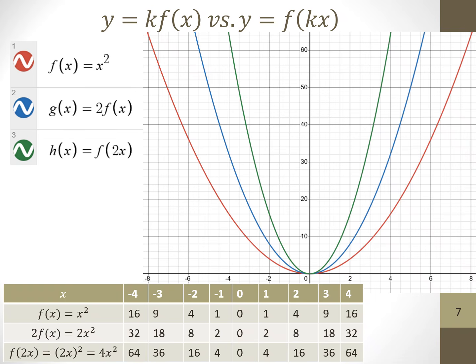So starting with the quadratic x squared for f of x, 2 times f of x is giving us 2x squared. If we have f of 2x in this example, it's 2x in brackets all squared, which is equivalent to 4x squared.